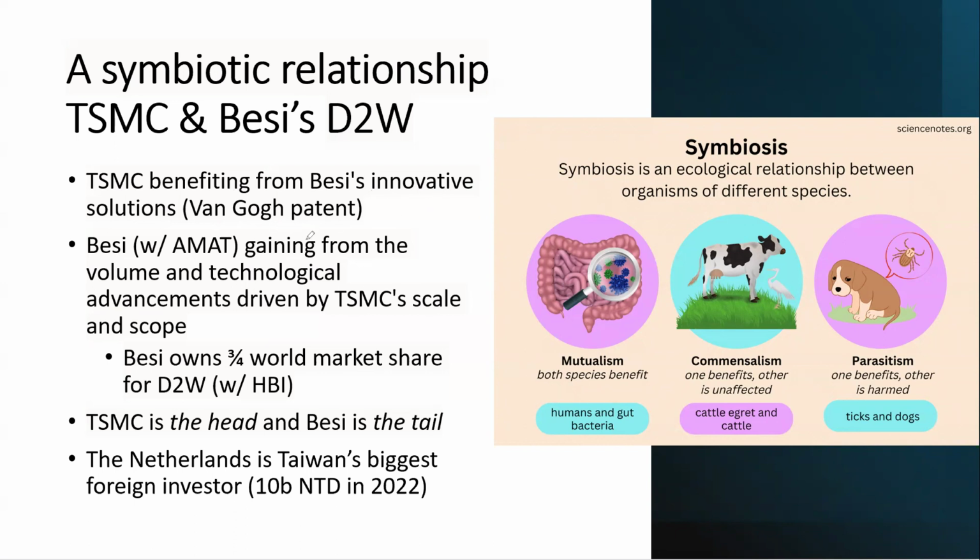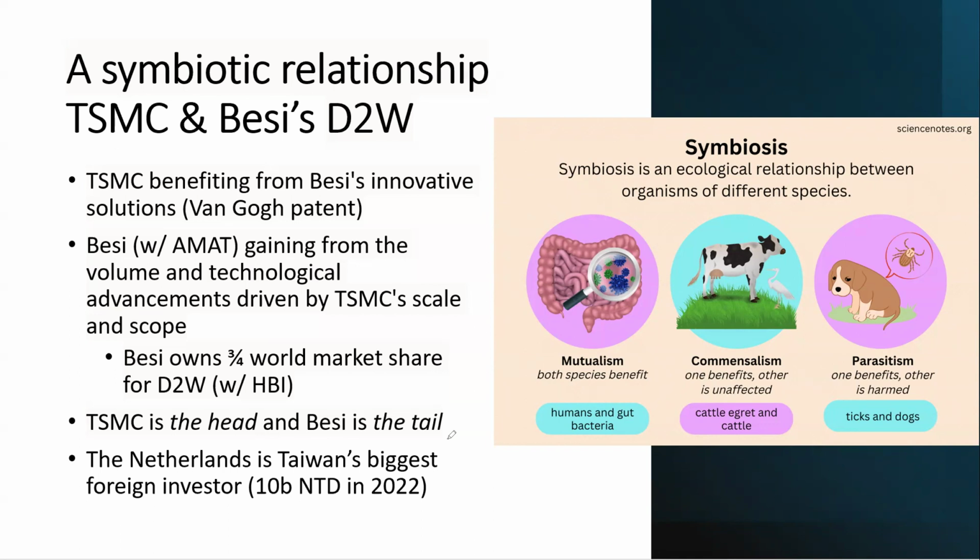It's called the Vanguard pattern. That pattern is very unique. Besi, with Applied Materials, gains from the volume and technological advances driven by TSMC's scale and scope. Now they own three-quarters of the world market in die to wafer HBI. But keep that in mind: TSMC is the head and Besi is the tail. What I mean is that Besi's growth totally relies on TSMC right now.